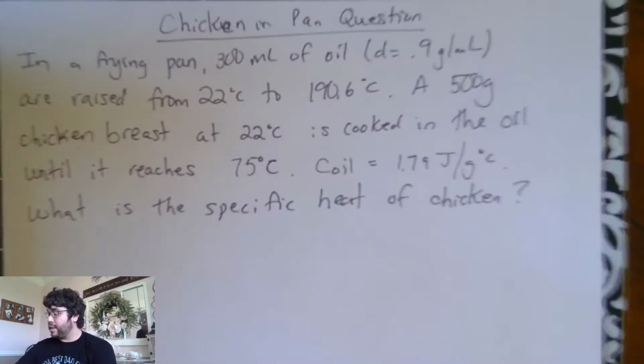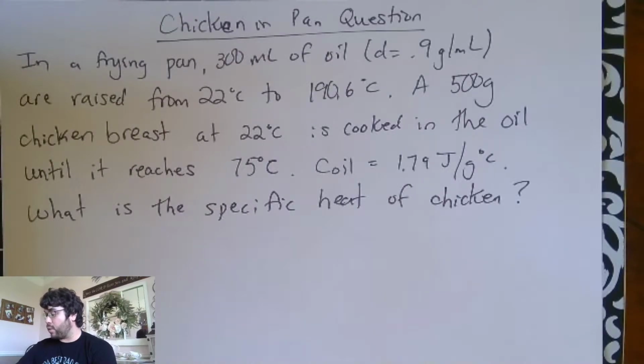And the question says, in a frying pan, 300 milliliters of oil, which has a density of 0.9 grams per milliliter, are raised from 22 degrees Celsius to 190.6 degrees Celsius. A 500-gram chicken breast at 22 degrees Celsius is cooked in the oil until it reaches 75 degrees Celsius. The specific heat of oil is 1.79 joules per gram Celsius. And what is the specific heat of chicken?